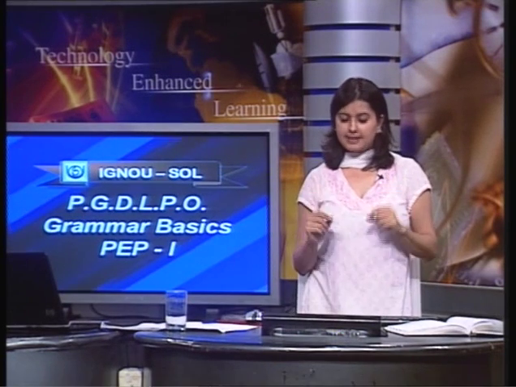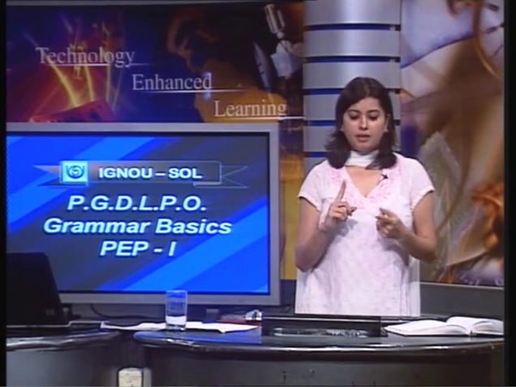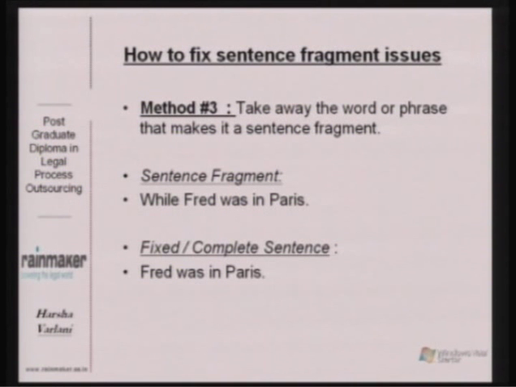However, like I said, I am going to stress this again. Method 3 is a little tricky. You have to know what you want to communicate, your goal of communication. If your goal is just to inform that Fred was in Paris, you can remove the word "while", which is making the sentence a fragment. Otherwise, you are actually changing the meaning of the sentence. So, please ensure if you are using method 3, you do not change the meaning of the sentence.